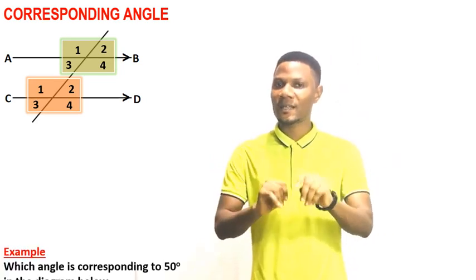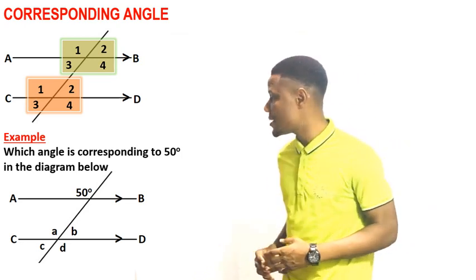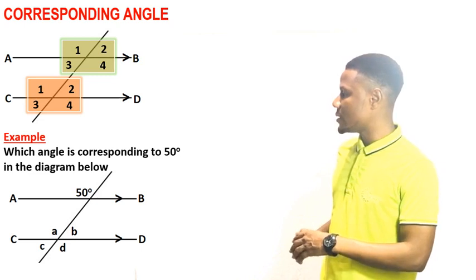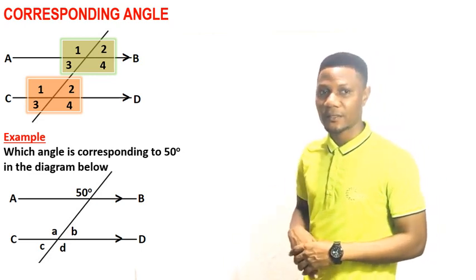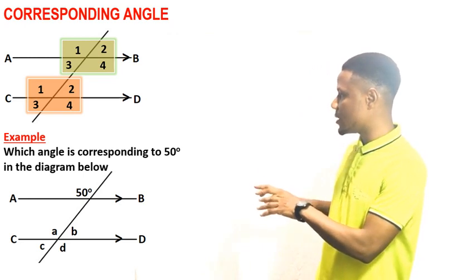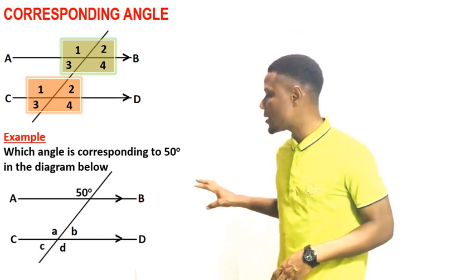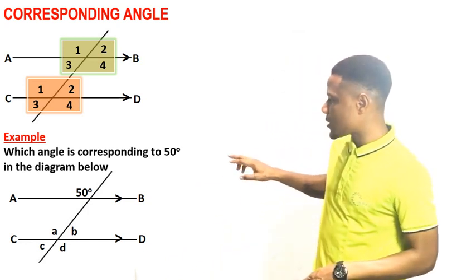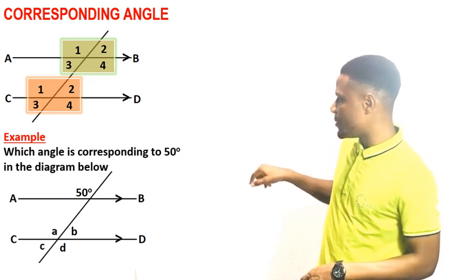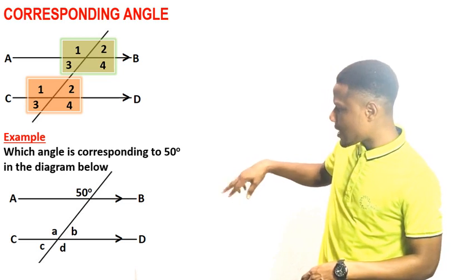Now let's take an example. In this example, this is a question. The question says, which angle is corresponding to 50 degree in the diagram below? If you look at the diagram very well, you discover that 50 degree is at the top of line AB, and there are so many marked angles below.